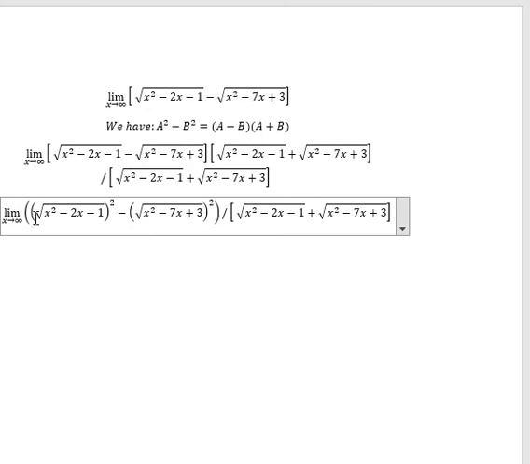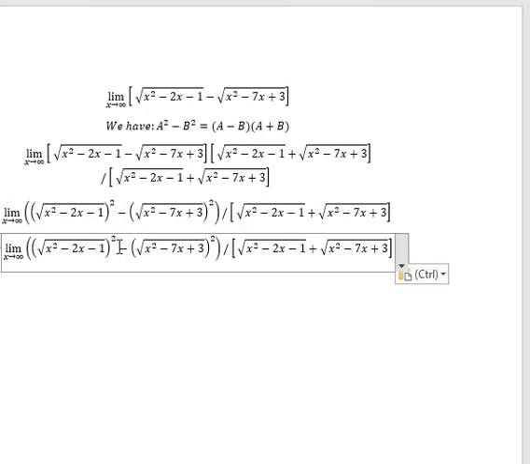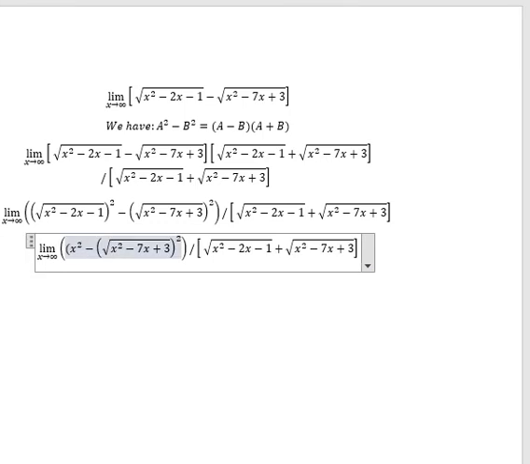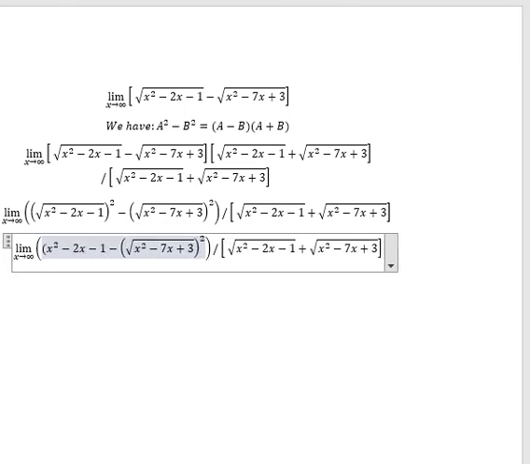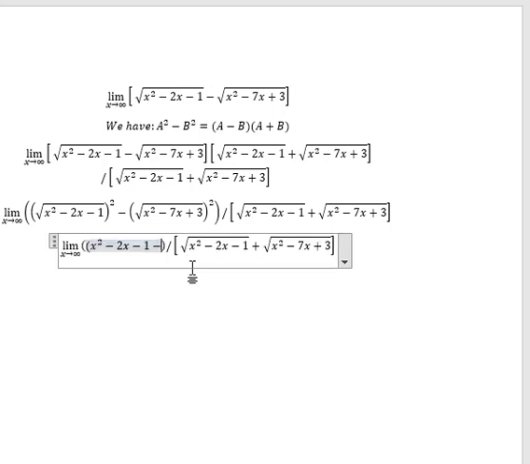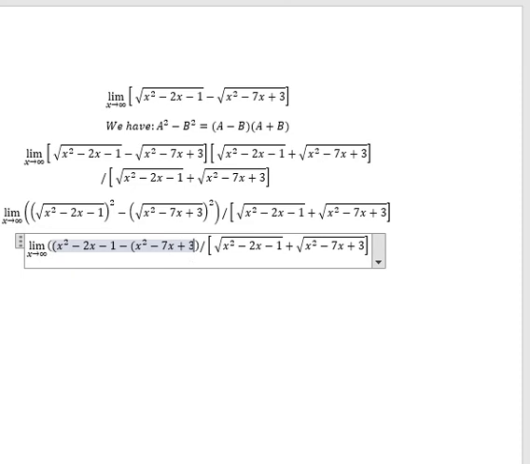So if we simplify this one, you will get s squared minus 2s minus 1. Now we cancel the square root, and you get s squared minus 7s plus 3.